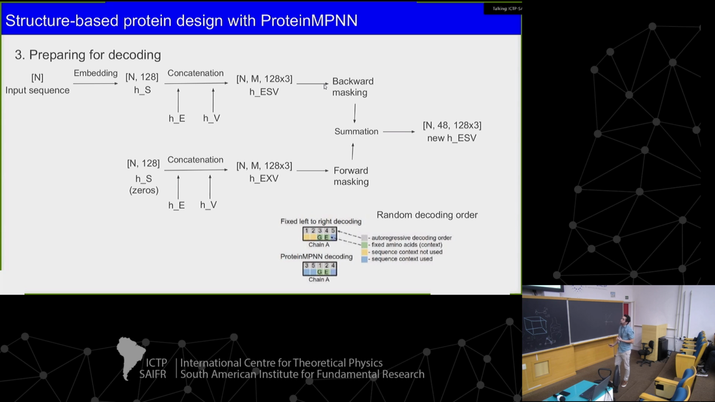In parallel, you perform the same concatenation, but this time just using HS with zeros. Because in this part here, we don't want to see the sequence.